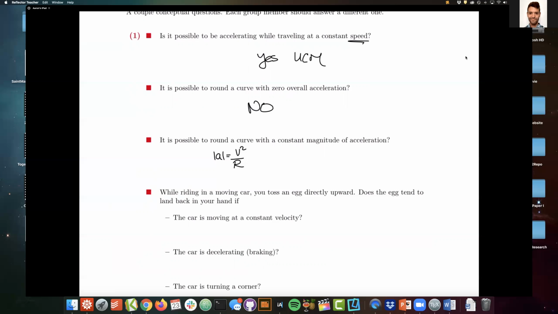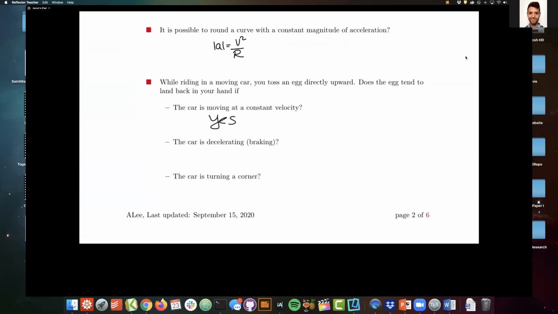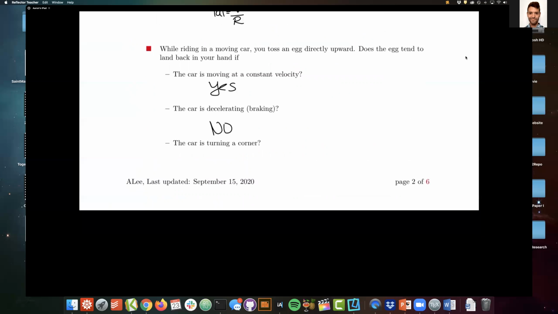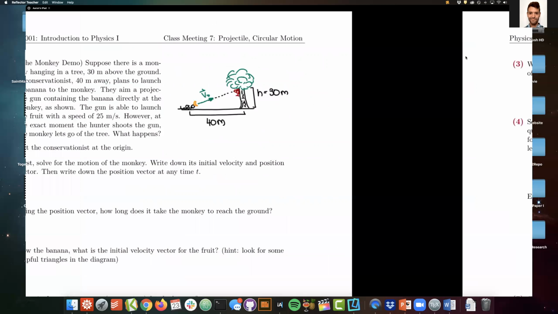While riding in a moving car, you toss an egg directly upwards. Does the egg tend to land back in your hand if the car is moving at a constant velocity? Yes, that was the demo. The car is decelerating, braking. No. The egg keeps flying forward. And then the car is turning a corner. No. Accelerations break the demo, in a sense.